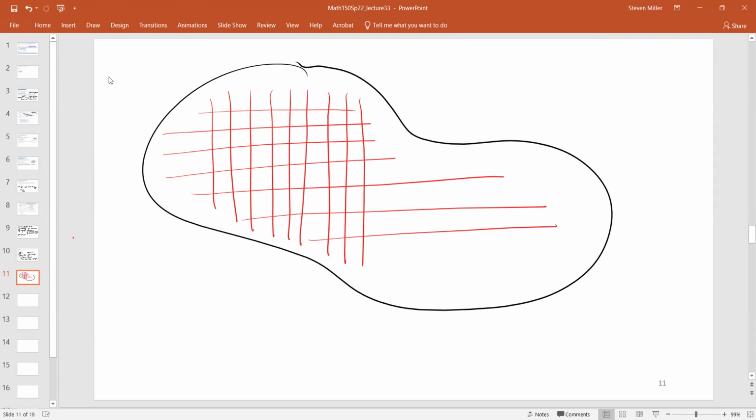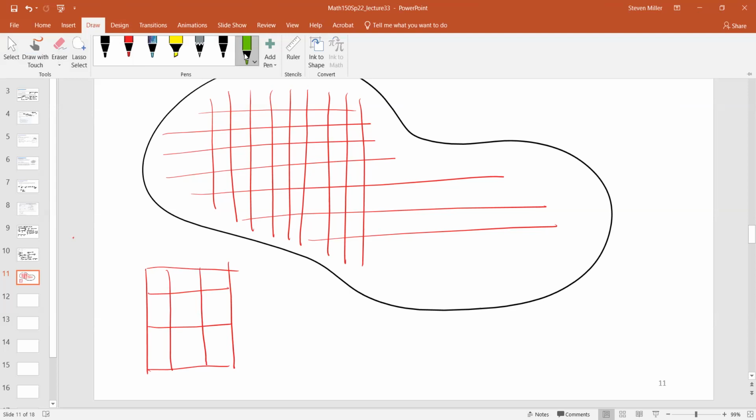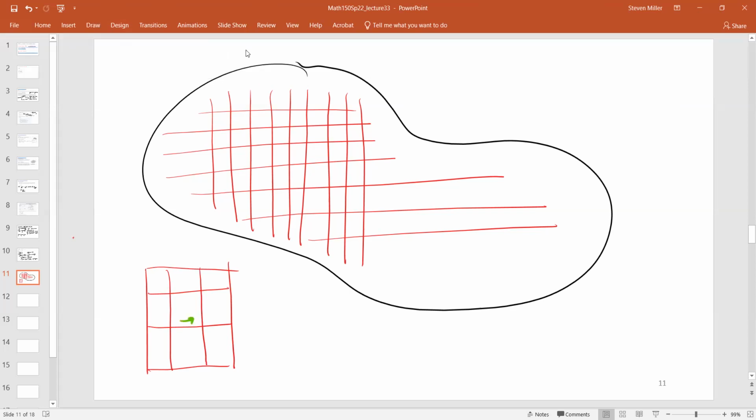And now let's think about what's going on. Let's consider a couple of these rectangles. So I'm going to zoom in a little bit. And so now, on this rectangle, I go around the line integral counterclockwise. And on the one below, I go around counterclockwise.